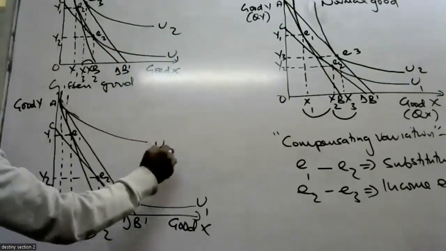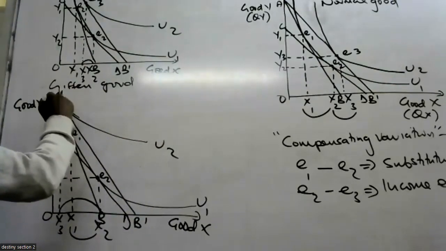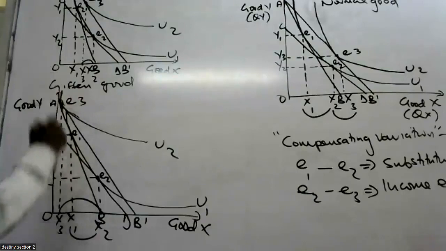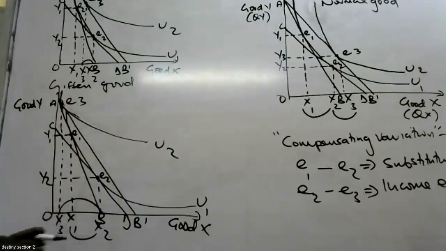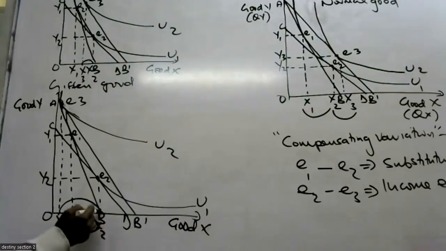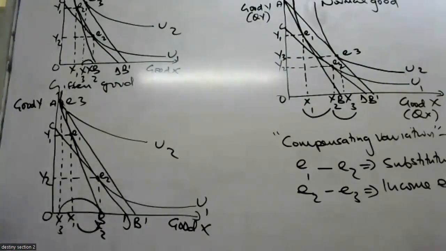This is U2. And this equilibrium point up here is E3. So the negative income effect is bigger than the positive substitution effect. Substitution goes forward, so it's positive, but the income effect is bigger, it is negative. So the total price effect for a Giffen good is negative.